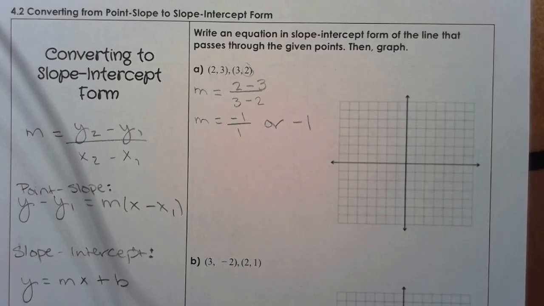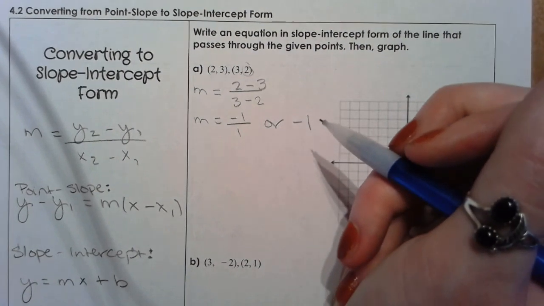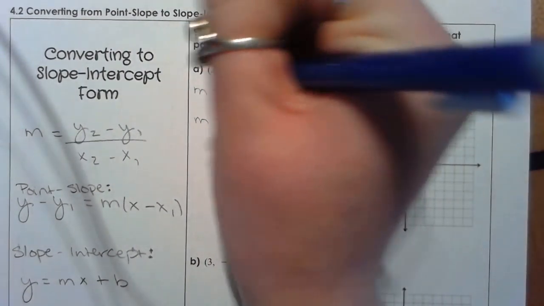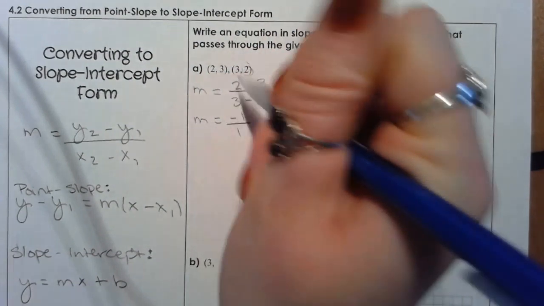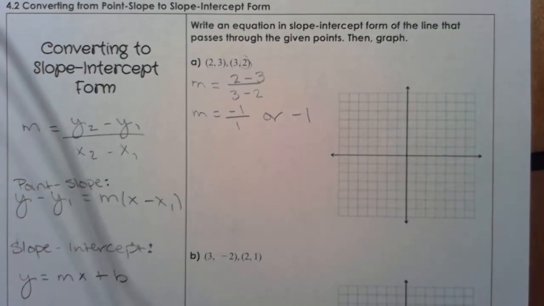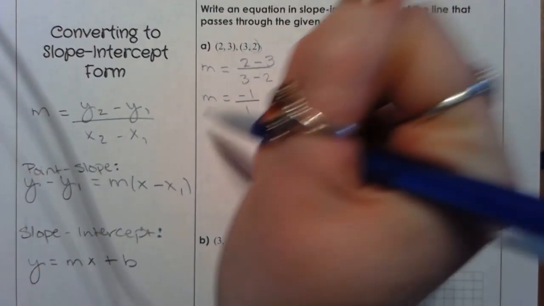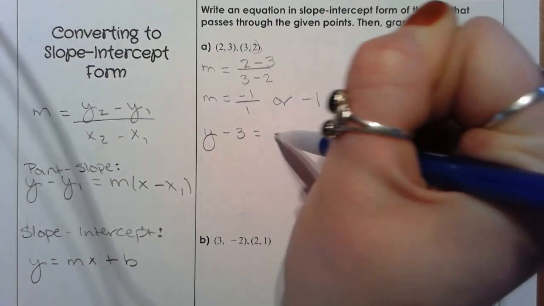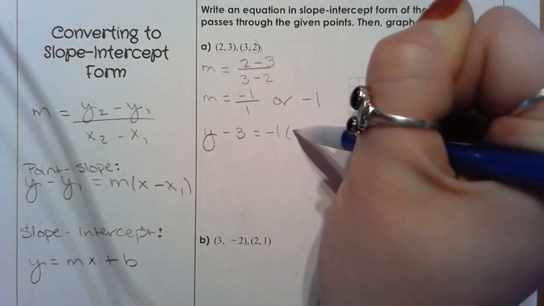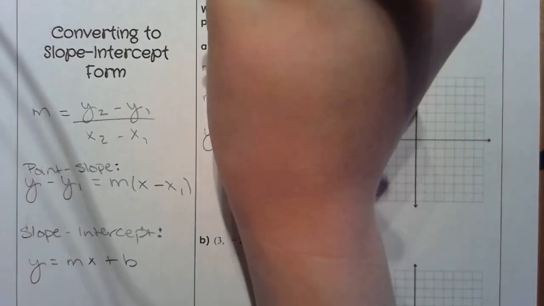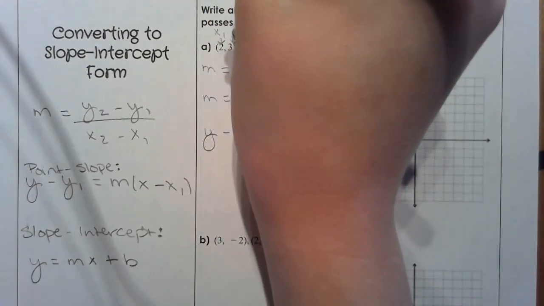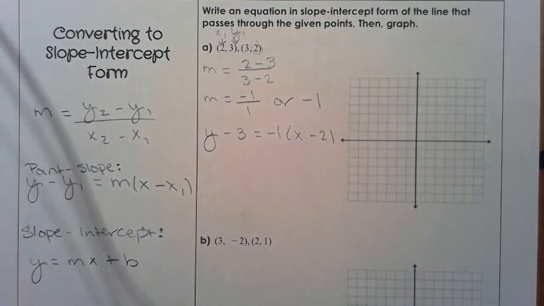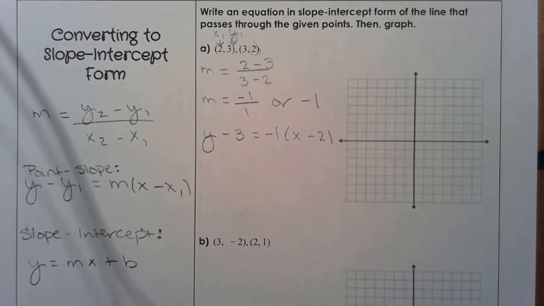Okay, now I'm going to choose a point and have that as my x1 and my y1. Okay, so I'm just going to use this first point. And you can use either point. It really doesn't matter which point you use. So I'm just going to go ahead and use this first one. So I'm going to write y minus 3 equals negative 1 times x minus 2. And remember, this is my x1 and this is my y1. So I'm just using that first point.